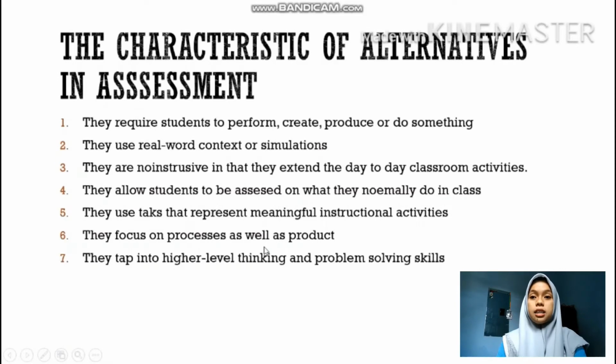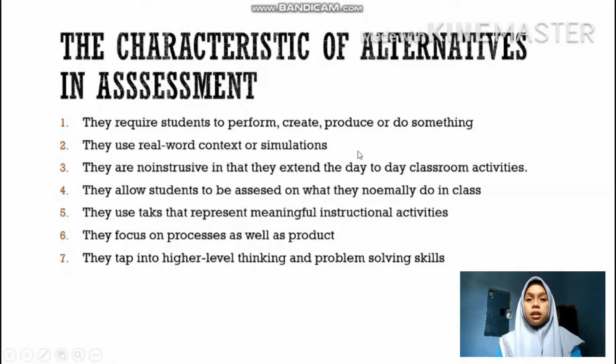The next slide is the characteristic of alternative in assessments. First, they require student to perform, create, produce, or do some things. Jadi siswa disuruh untuk membuat atau menciptakan sesuatu, bisa berupa tulisan maupun karya.